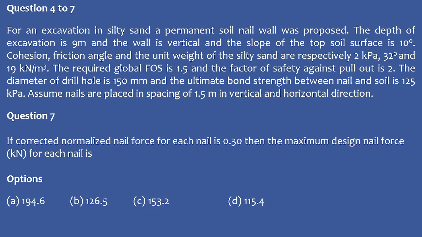The last question for this comprehension: if the corrected normalized nail force for each soil nail is 0.30, then the maximum design nail force for each nail is? So the normalized nail force for each nail is 0.30. Now you need to calculate the design nail force for each nail only. For a single nail, the normalized force is 0.30, so the maximum design force for a single nail will be how much?